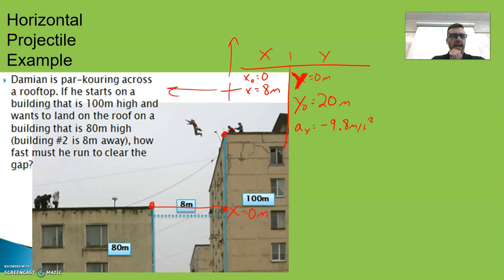Now it says, how fast must he run to clear the gap? So how fast must he run? You notice that he's just running off of the building. We're keeping it easy for now. He's not jumping off the building. He's just straight running off, just YOLO, all right? And if that's the case, then that means our v initial y is going to be equal to 0. Why? Because if you're running perfectly horizontal, you're not jumping up, you're not falling down right away, your initial up and down speed is 0 because you run straight off.